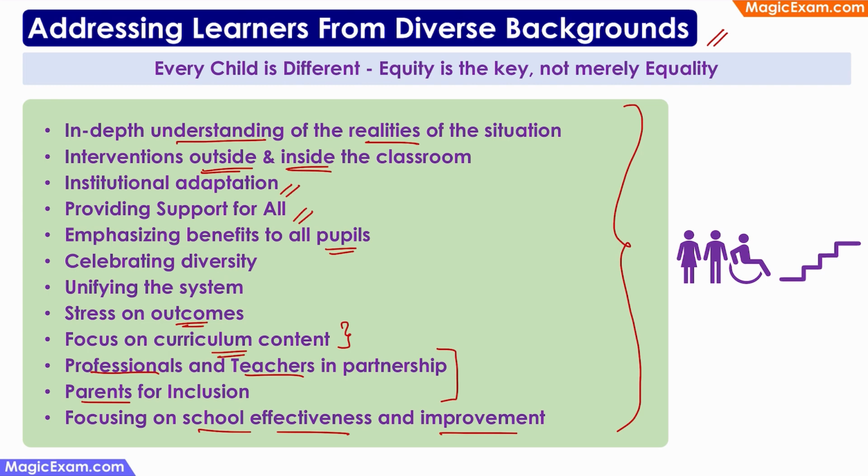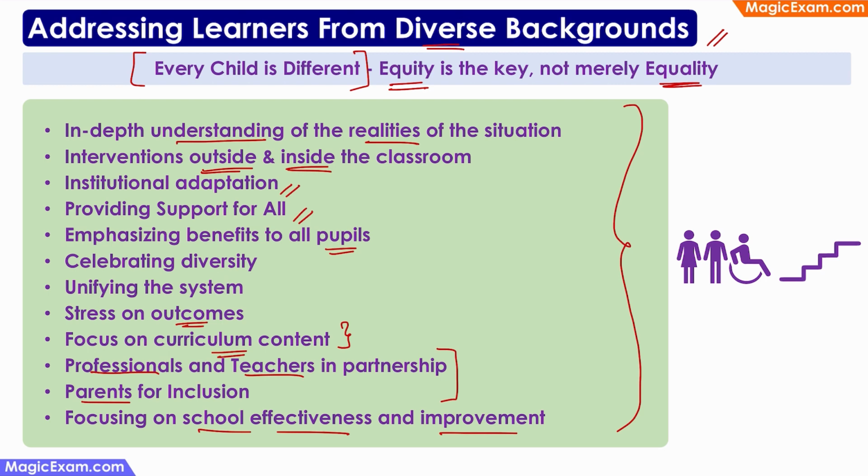So the most important point on this slide is every child is different. So this is something which we have already discussed. Every learner is different, and when we are talking about inclusive education and addressing learners from diverse backgrounds, we have to make sure that individual attention is given to all the children. And again, equity is the key and not just equality. Equality may mean that you are giving equal resources to all the children, but equity would mean that you are giving enough resources to each child to make sure that all the children reach the same results.